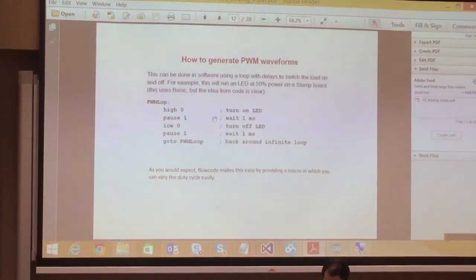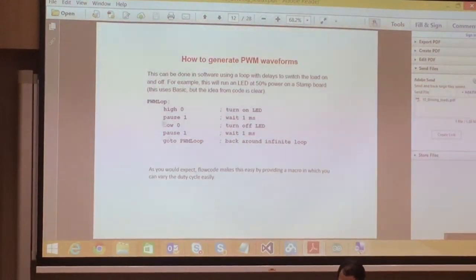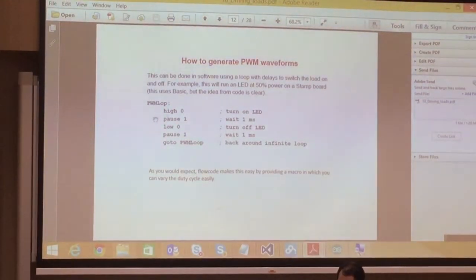So how to generate the PWM waveform? Just now you saw in the Arduino code, you can control your turn on time and turn off time. The code here is old code, but the idea is the same. You want to turn on for 1 millisecond and turn off for 1 millisecond. For this example, it's a 50% duty cycle. The syntax we don't use anymore. This is the old syntax.